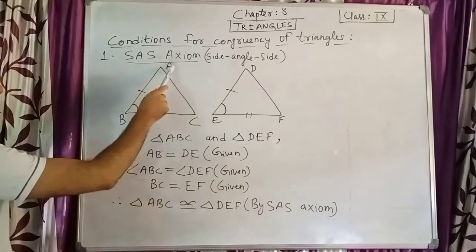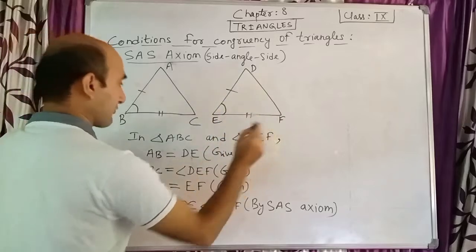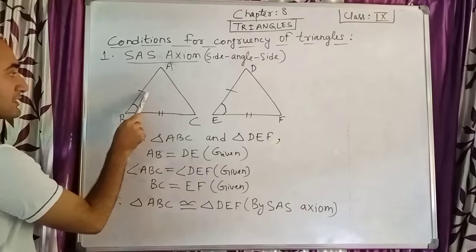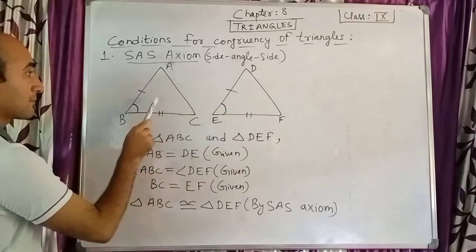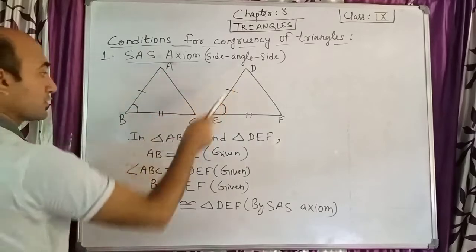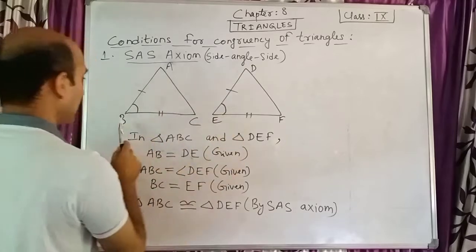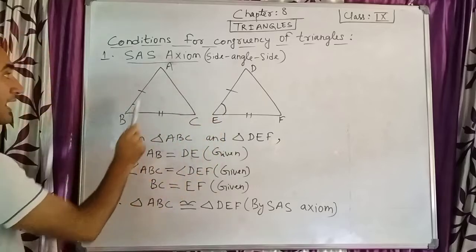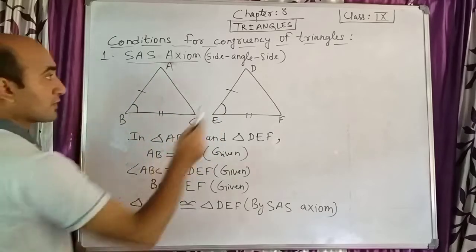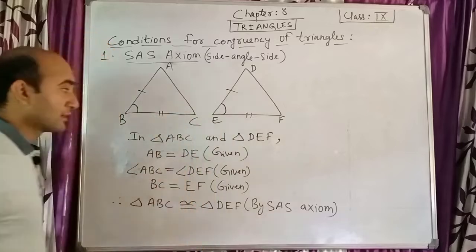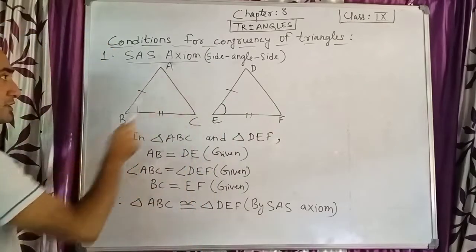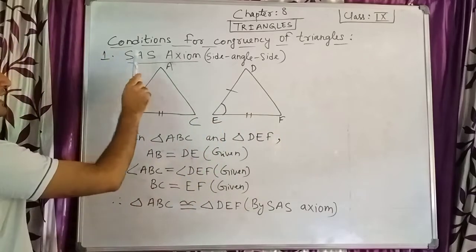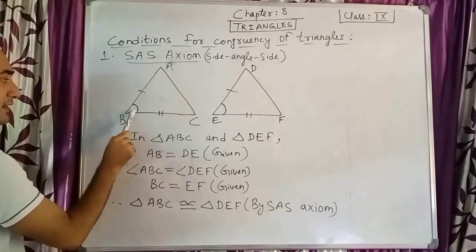Suppose you have triangle ABC here and triangle DEF here. Suppose AB is equal to DE. I have given this a single mark, which means AB is equal to DE. The double mark means BC is equal to EF, and this angle symbol means angle ABC, angle B, is equal to angle DEF, that is angle E. So you can see three things: first a side, second an angle, third a side. Side angle side.